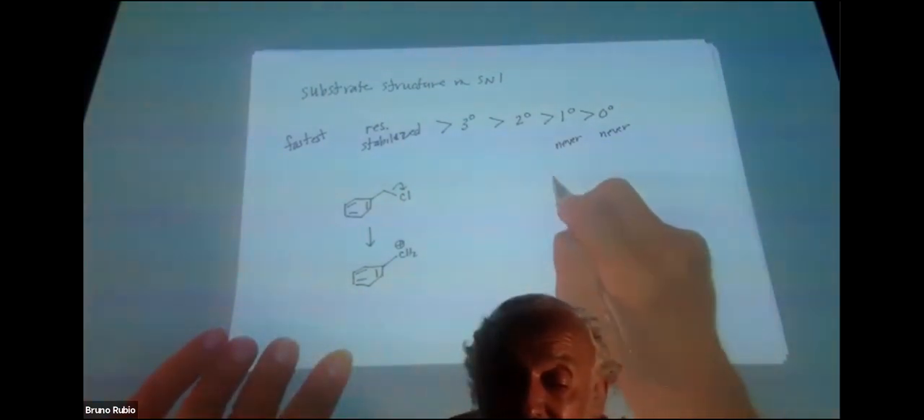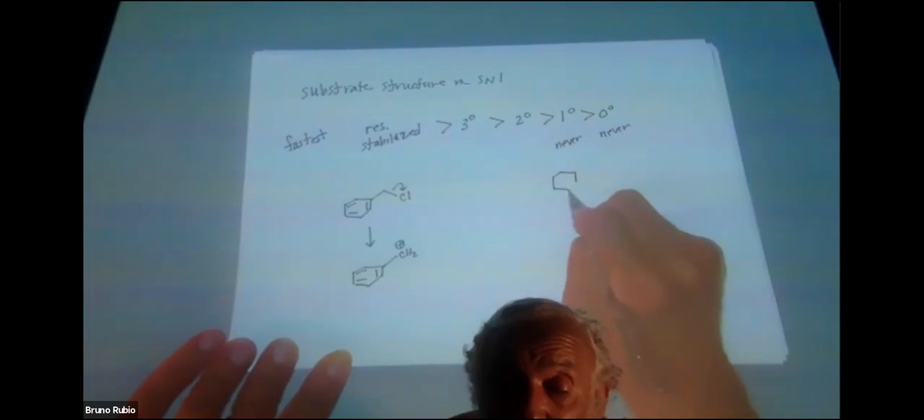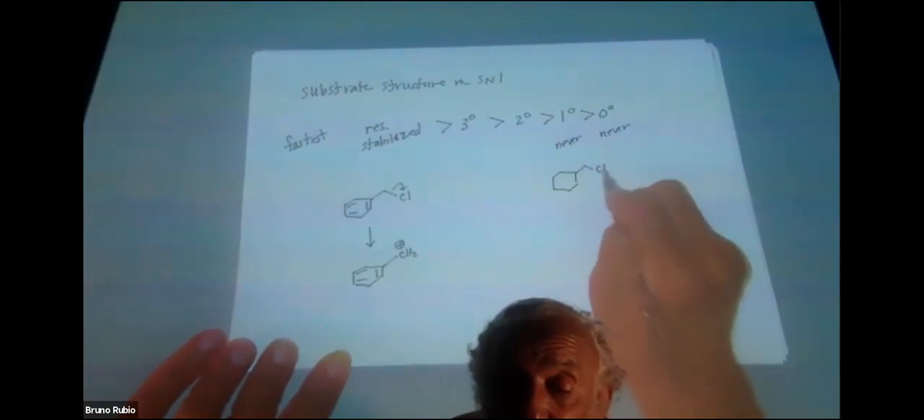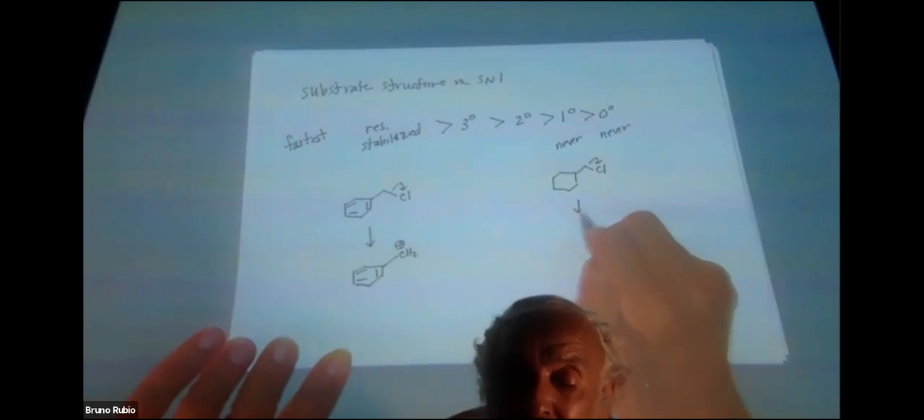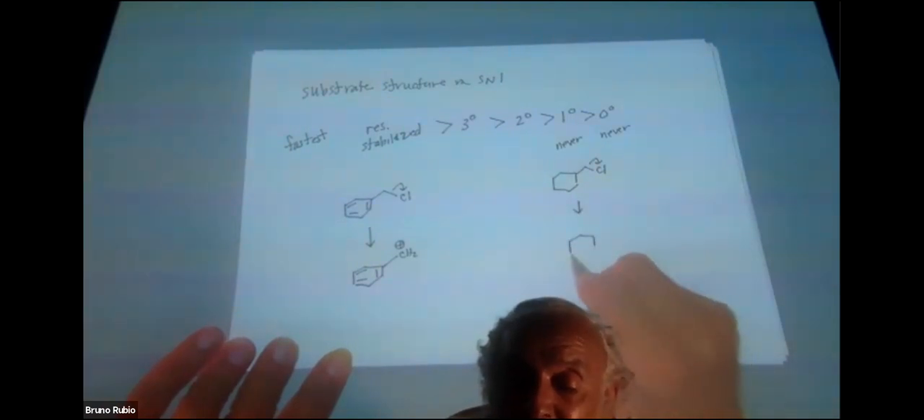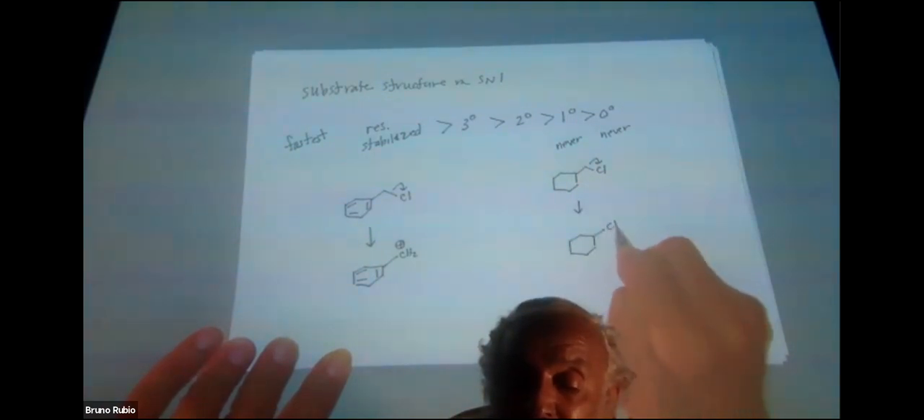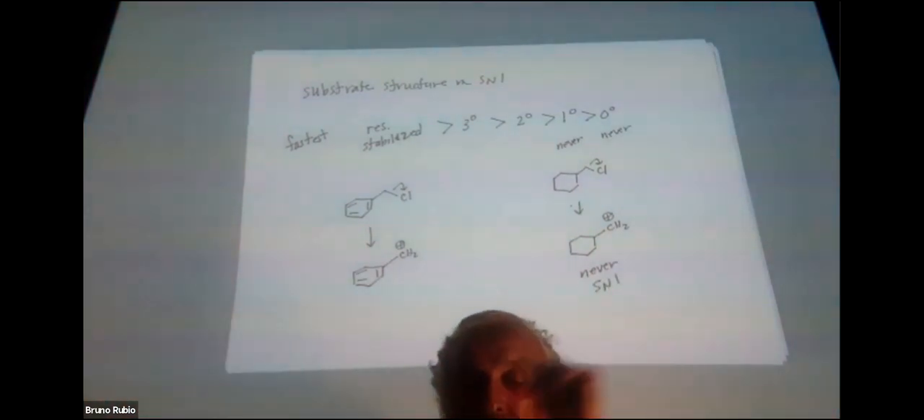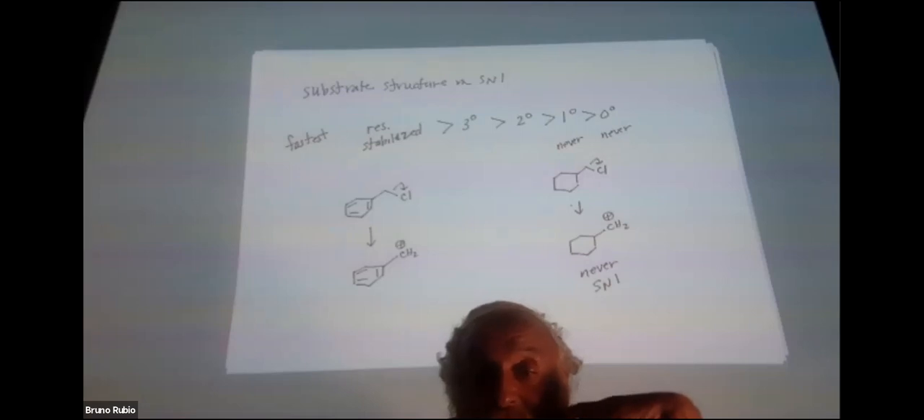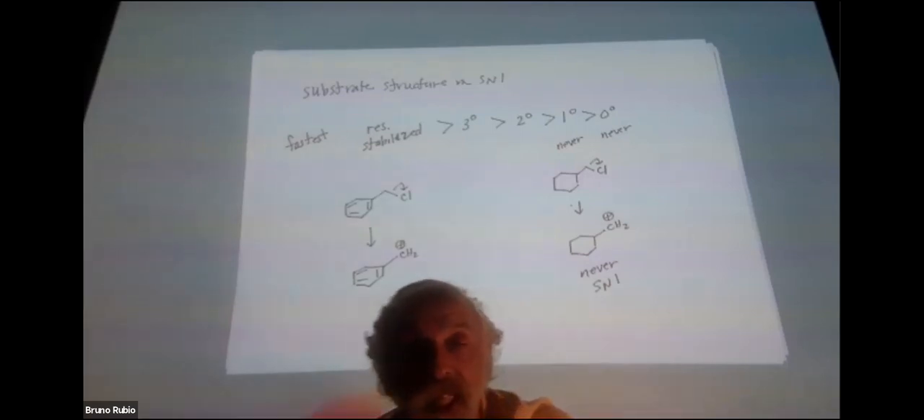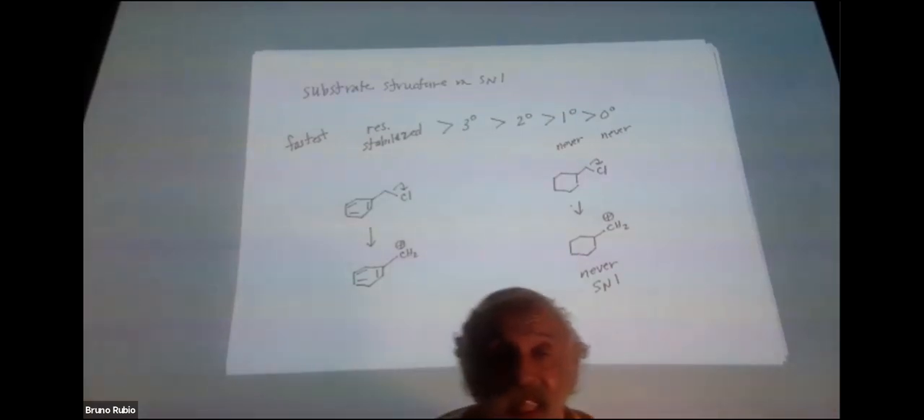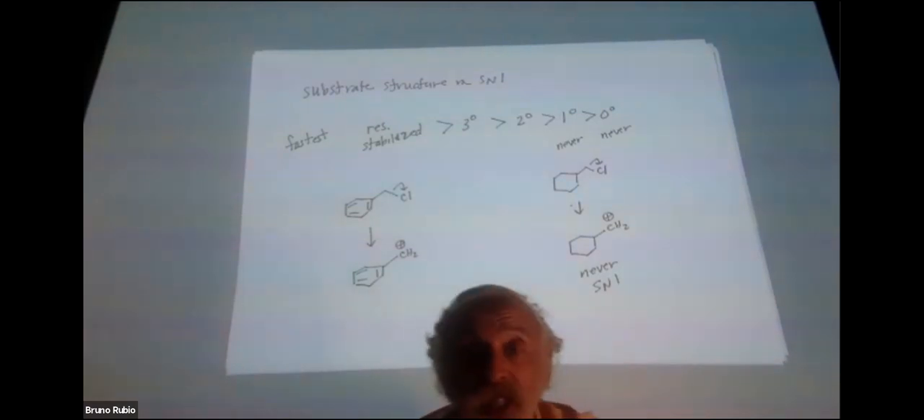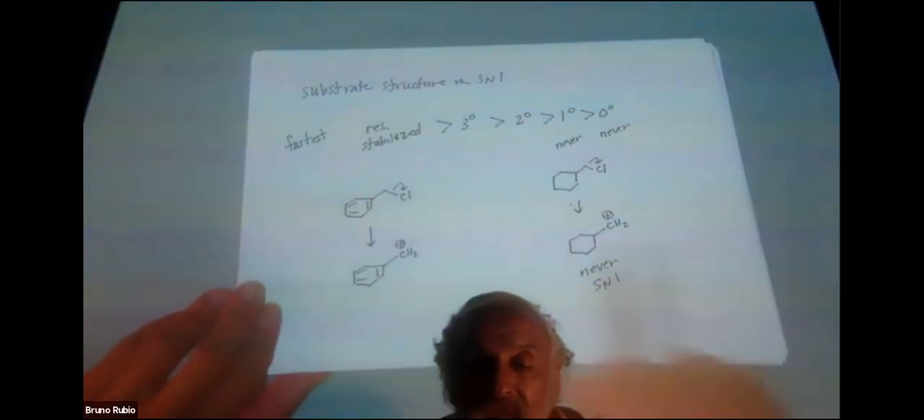But something like this, departure of Cl here to form a carbocation that is primary but not resonance stabilized, never SN1. That carbocation is just too high in energy. So the substrate structure for SN1 is the exact opposite of the substrate structure of SN2.